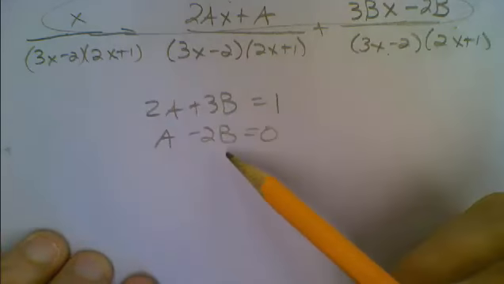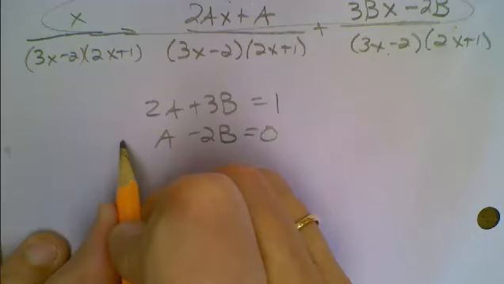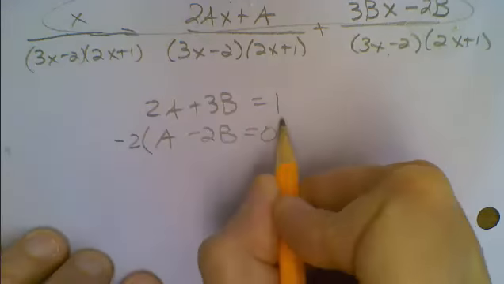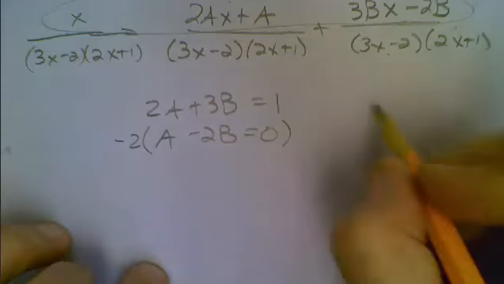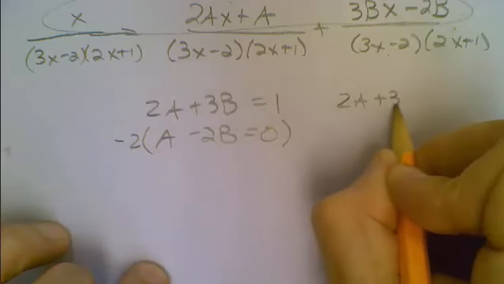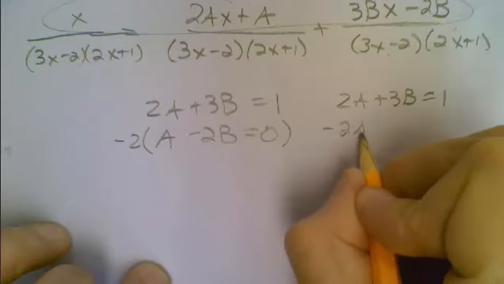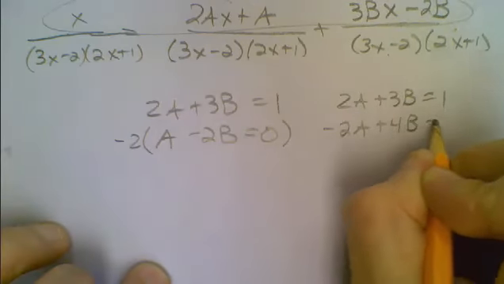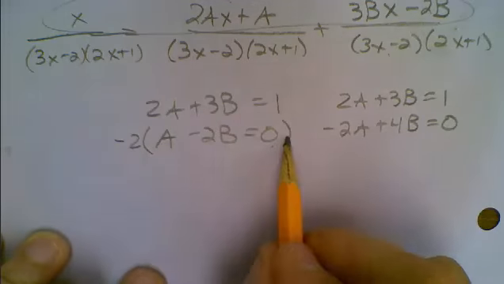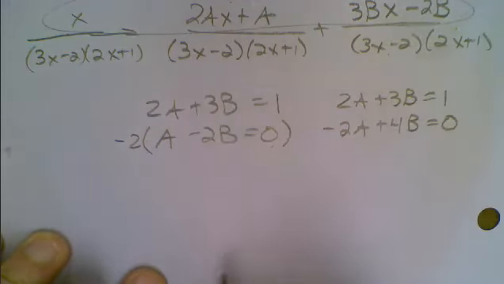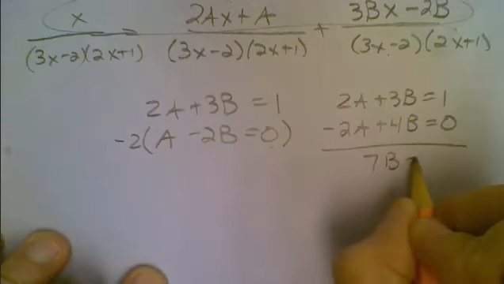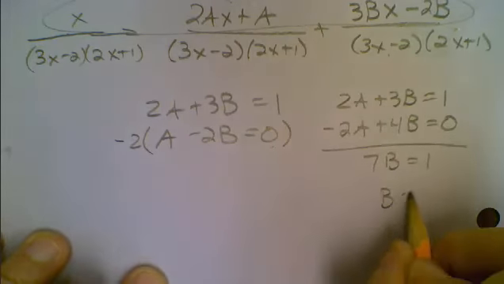2 equations, 2 variables. We just need to get opposites. Let's multiply this one by negative 2. I'll eliminate the a's. And so I have the first equation as is. Second equation. Don't forget 0 times negative 2 is 0. Very common mistake for people to tell me that's negative 2. All right, when we add these, we get 7b equals 1. This is going to be ugly. b is 1/7.